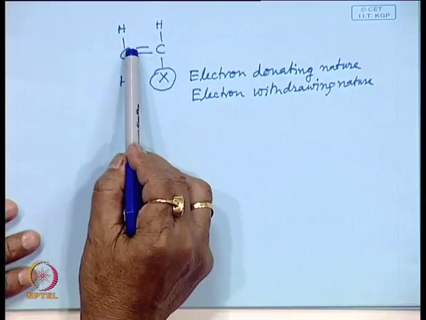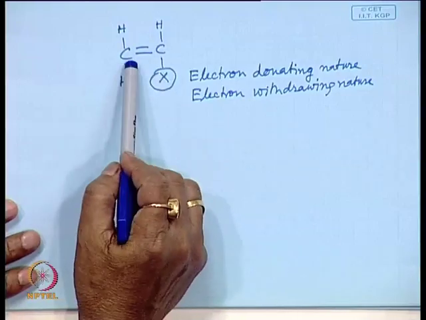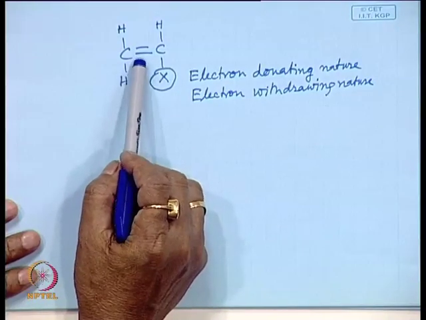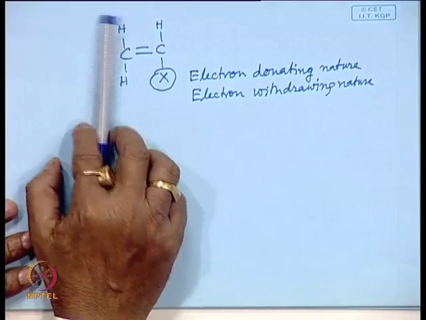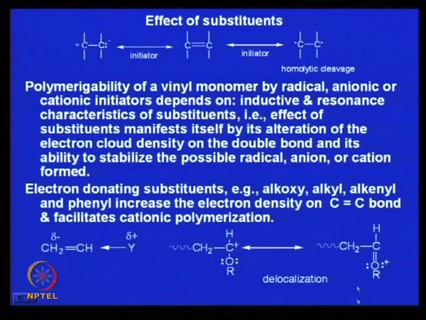If it donates electron to this region, this pi electron cloud will be polarized. So, here you see in this example, this Y group is electron donating in nature. So, what happens? Electron density on this carbon will be more. So, it will be delta negative and this side will be delta positive. So, this is the monomer, this is the inherent nature of the monomer.